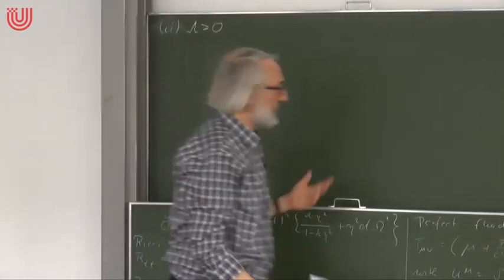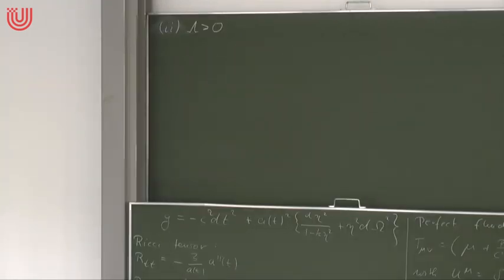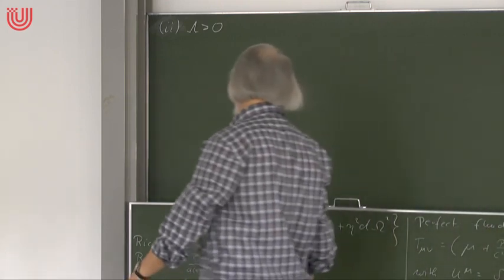As I said already, this is an important space-time which plays an important role in cosmology, and we will spend some time with this, probably also the next worksheet. So this is what we call the de Sitter solution. But again, what is the equation we have to solve?